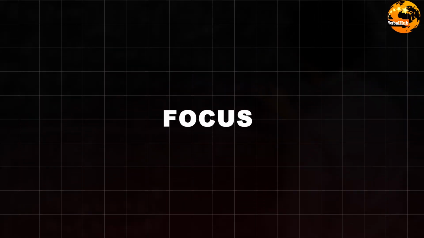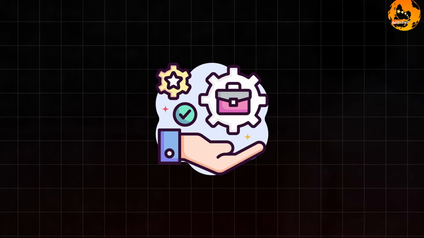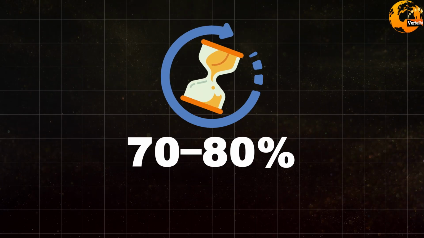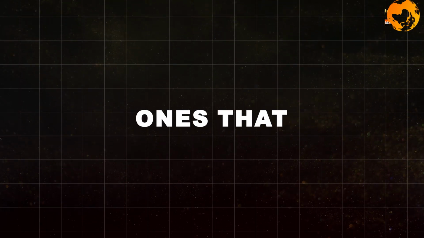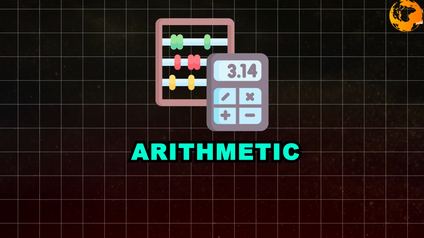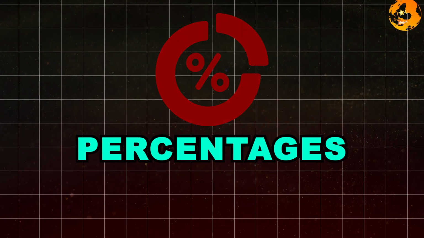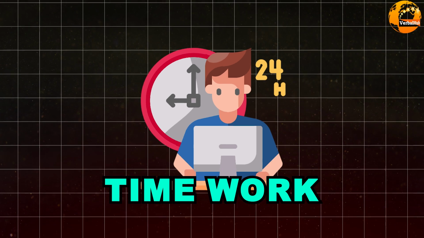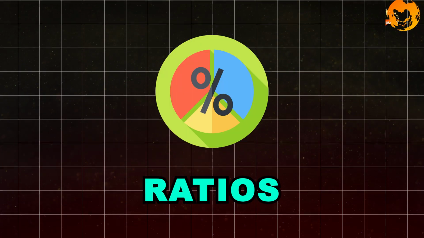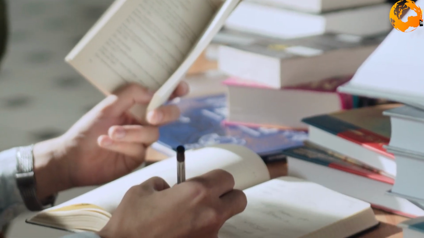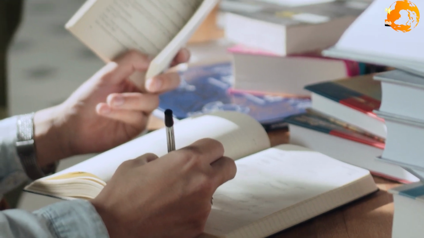First, focus on revising the high-weightage topics that form the core of CAT Quant. Spend 70 to 80% of your time here, as these are the ones that matter the most. Arithmetic covers nearly 40 to 50% of the questions. Topics include percentages, profit and loss, time and work, averages, ratios, and time-speed-distance. Use real-life examples for better understanding.